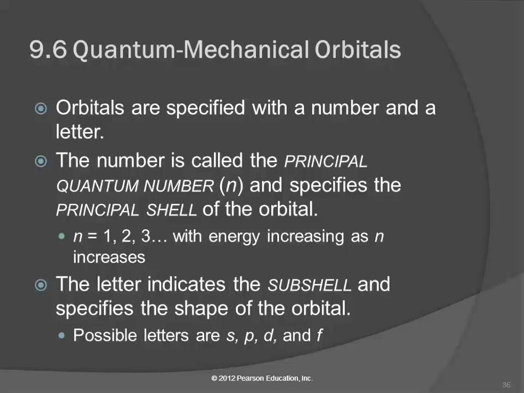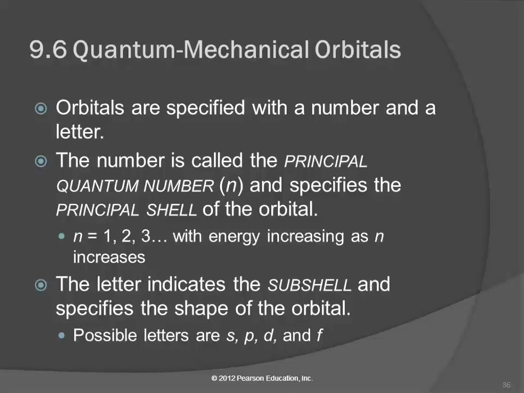Then we also designate a letter, and the letter tells us which subshell that orbital is, and that is related to the shape of the orbital. And those are designated with letters, and the possible letters are S, P, D, and F.